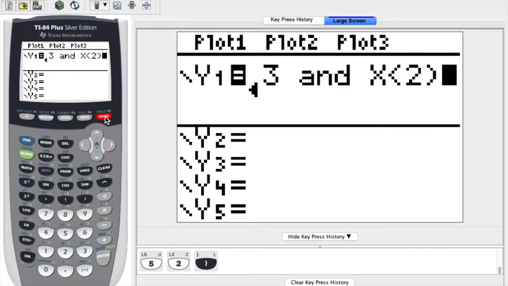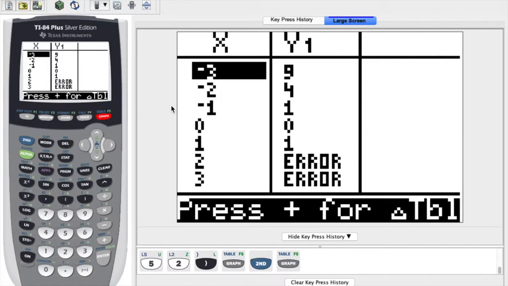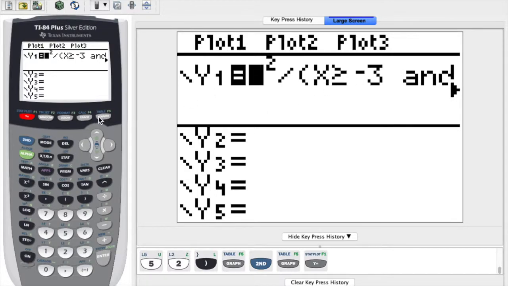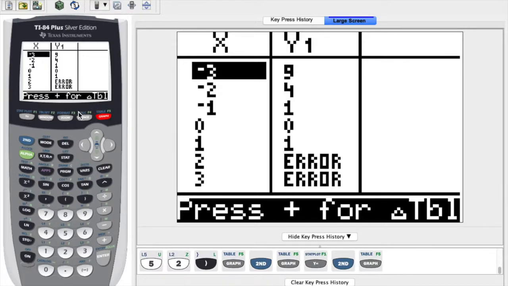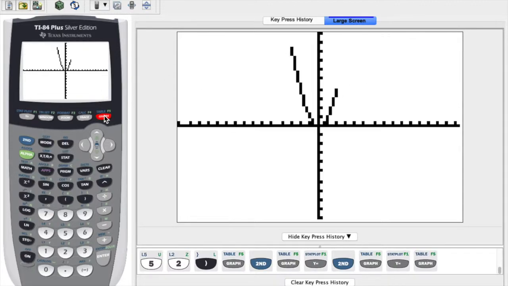So now when we graph it, there's our parabola, and it has a restricted domain. And if we were to go to the table of values, we would see that the table does exist at -3 because it could be greater than or equal to -3, which is what we said it would be. But when we look at +2, we notice it says error because at that value you would be dividing by 0, and it would return a value of undefined. And that's how you can restrict the domain on functions on the TI-84 Plus.